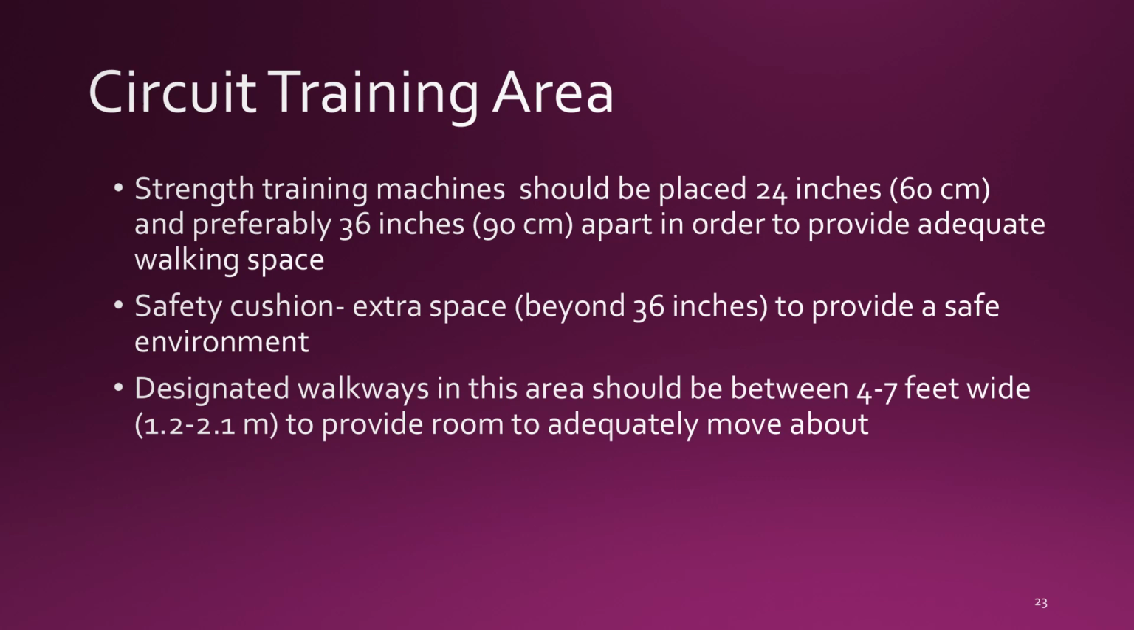Safety cushion. The definition of safety cushion is the extra space, which would be beyond 36 inches, that helps us to provide a safe environment. So again, if we have these items more than 36 inches away from each other, that's the ideal placement, because that's going to create the safest environment for us. We also want to have designated walkways in this area that should be between 4 to 7 feet wide. That will provide us with some room so that we can adequately move about through this particular area.